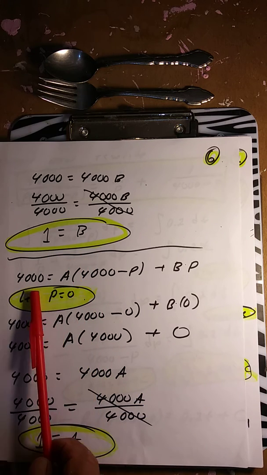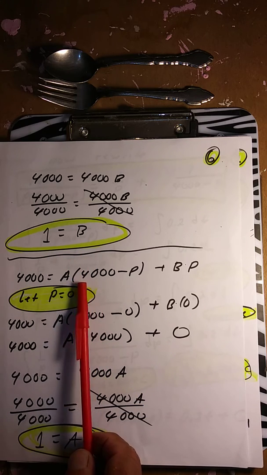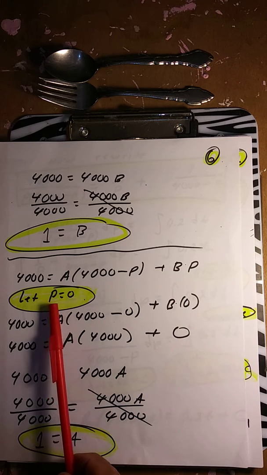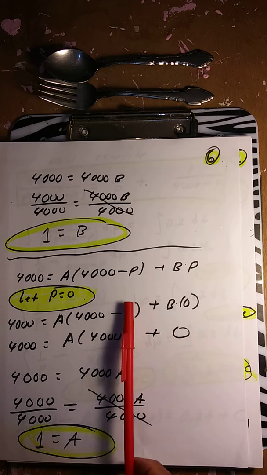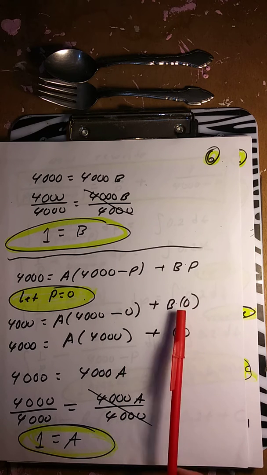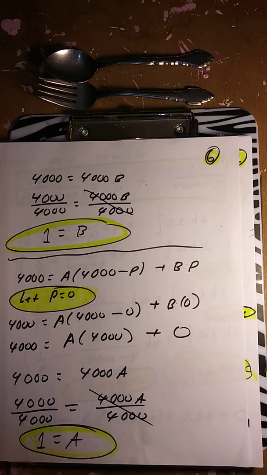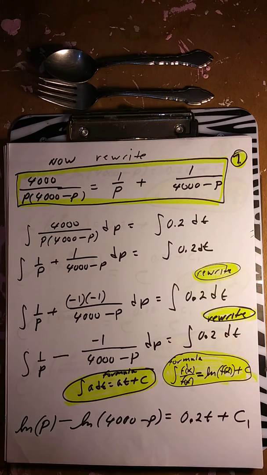Now, back to the original problem: 4,000 equals A(4,000 - P) plus B times P. Let P equal 0 this time. So put a 0 for the P. That's going to be 0. A times that is going to be 4,000A equals 4,000. Divide by 4,000, so A is 1. Now we have A and B.